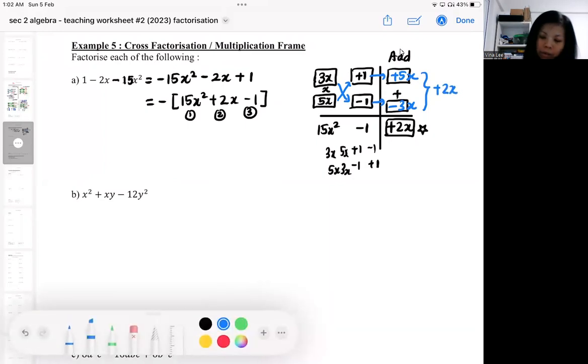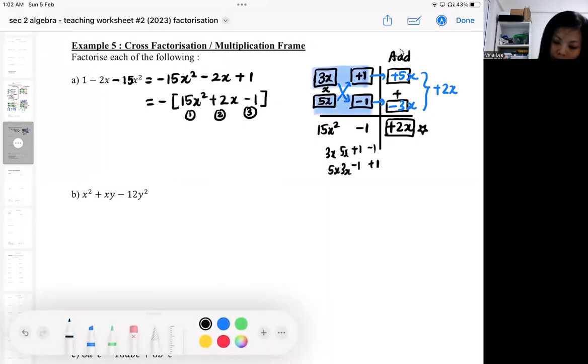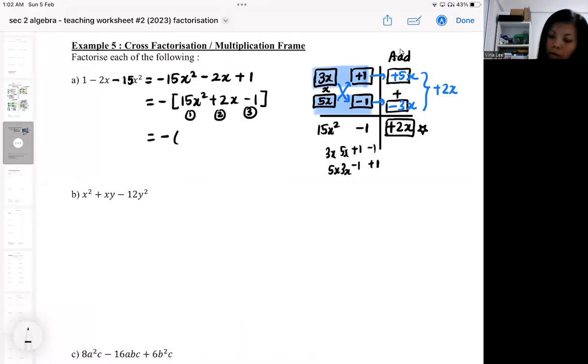So you have to look at the numbers, make a bit of sense. So this will be the 2 brackets. So it will be 3x plus 1. Then it will be 5x minus 1. So you can leave the answer that way, or you can choose to multiply the negative into one of the brackets. So I actually choose to multiply into the second bracket. Then I will get 1 minus 5x.